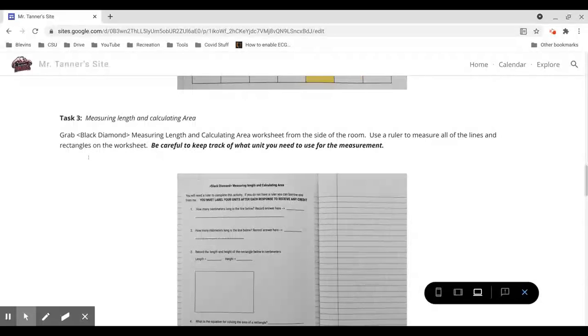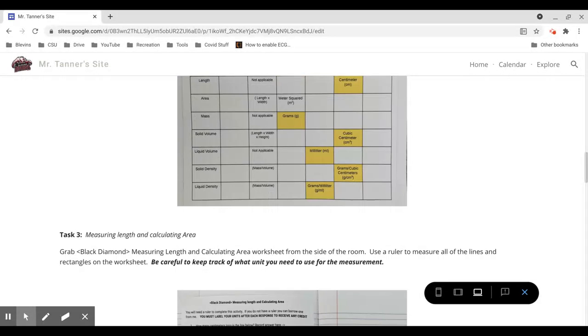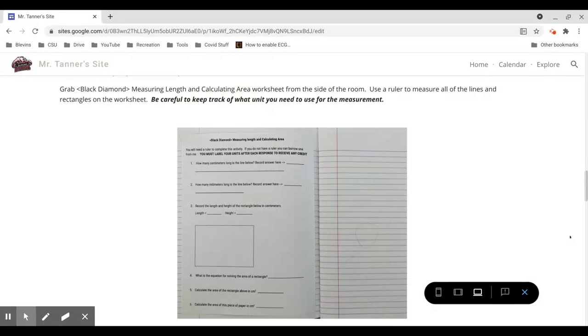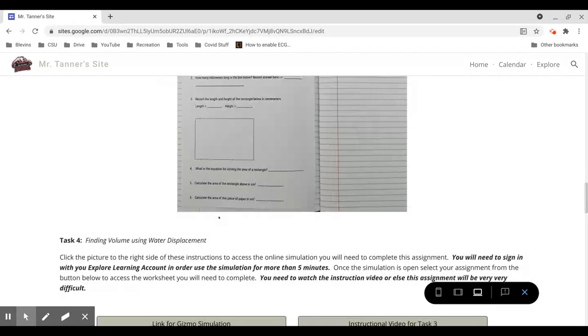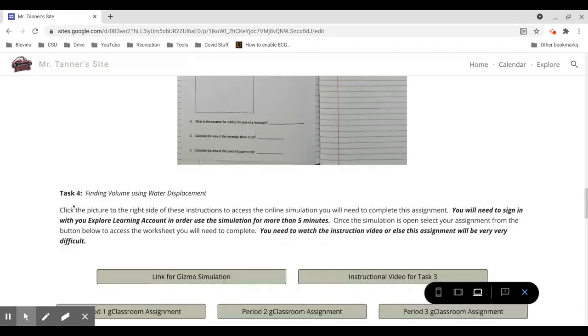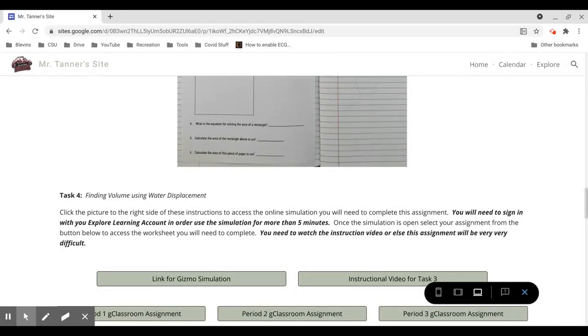Task 3, you get to skip. I still included this on my website, but since I don't have any way of knowing if you have rulers at home, I didn't include this paper in your packet. So task 3 is something you do not need to do this year. Congratulations on skipping that. Task 4 is how to find volume using water displacement.